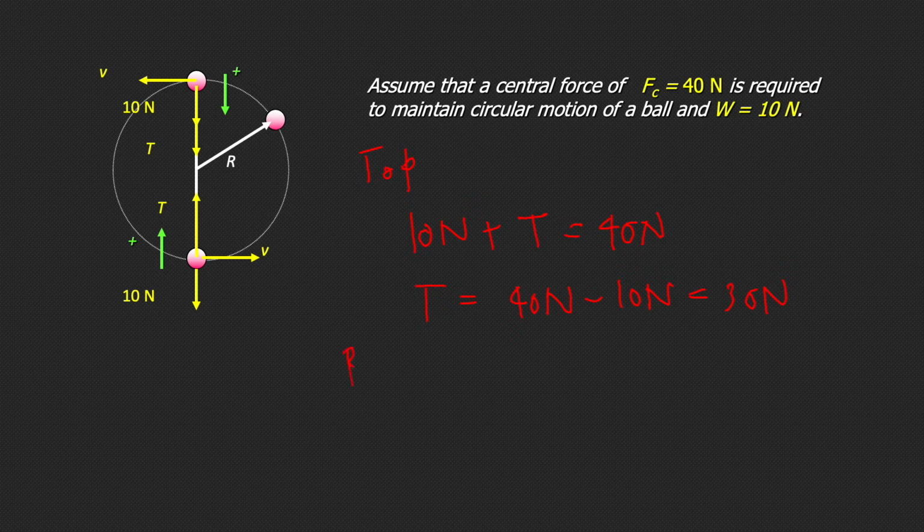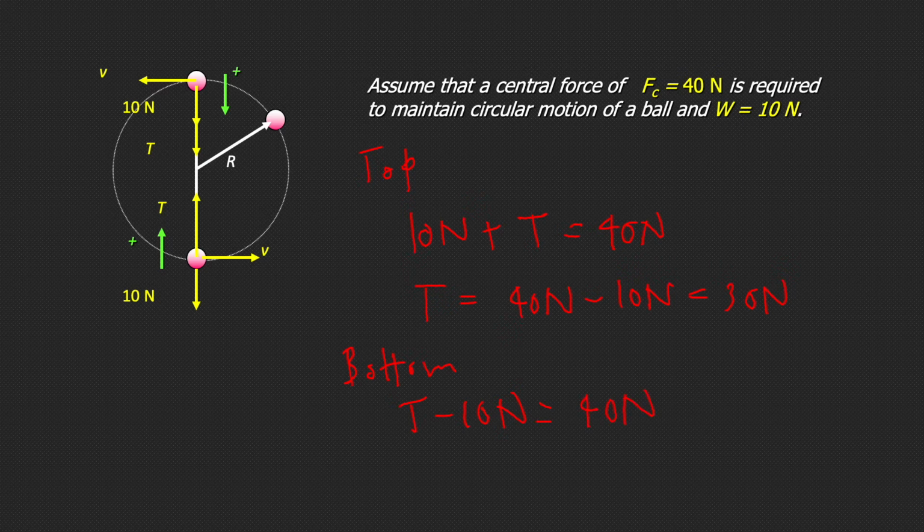While at the bottom, that is equal to T minus 10 newtons. So we have to subtract, since the 10 here is opposing the T. They have different directions, which is equal to, again, 40 newtons.